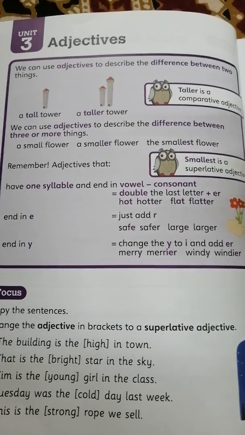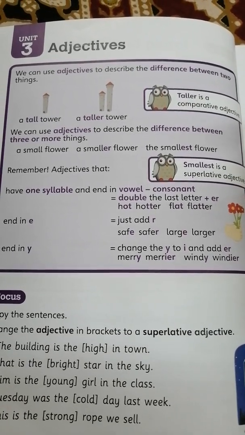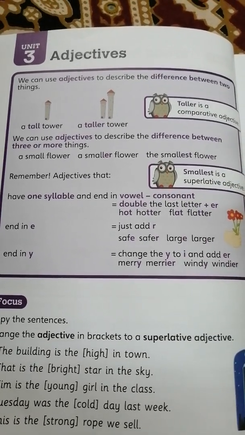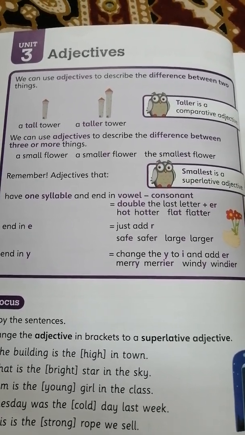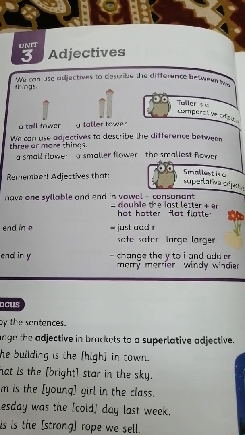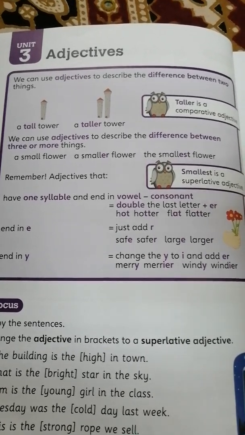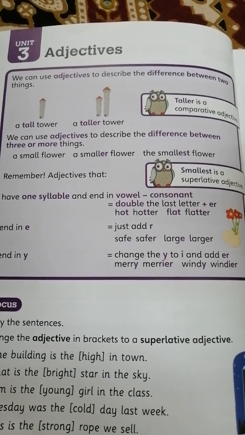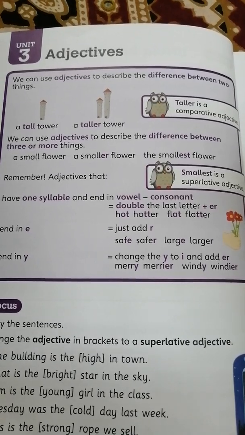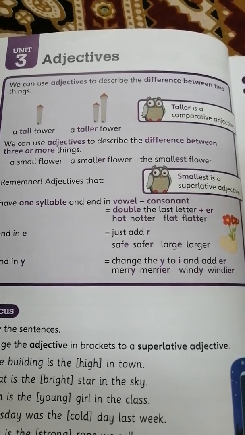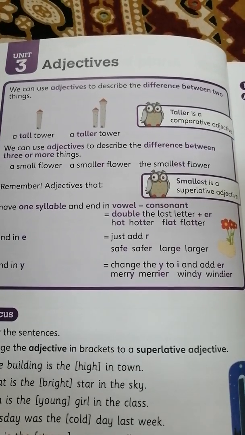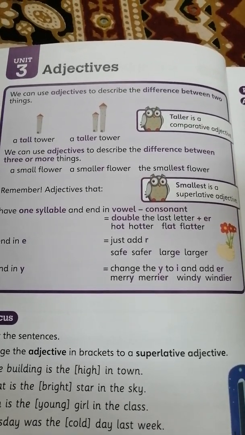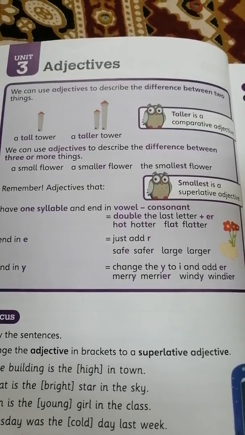Sometimes we use adjectives to describe the difference between two things. An adjective of quality changes its form when it is used to compare one noun with another. There are three types of comparisons. First, the positive adjective, second, comparative adjectives, and the third is superlative adjectives.